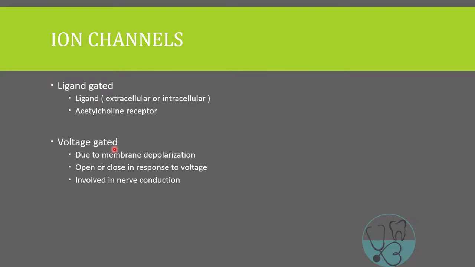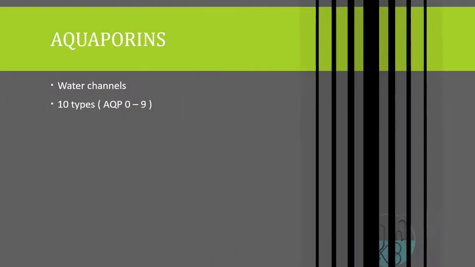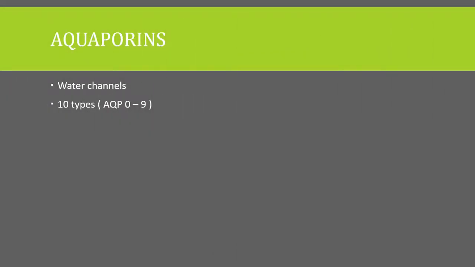Ionophores. They are responsible for increasing the permeability of the cell membrane and are essential for transport of some antibiotics. They can either be mobile ion carriers, as in valinomycin transport, or channel formers, as in gramicidin. Aquaporins are nothing but water channels, for movement of water molecules. There are 10 types of water channels, and mutation in these channels can cause diabetes insipidus.